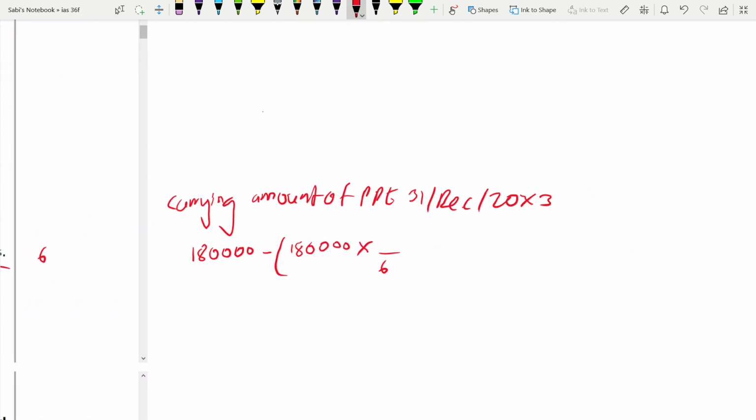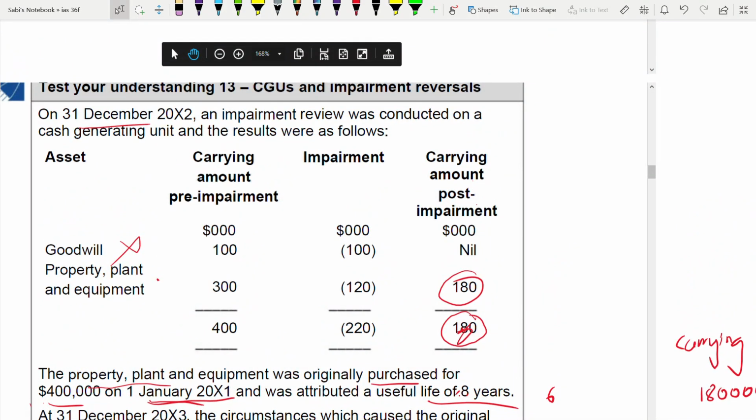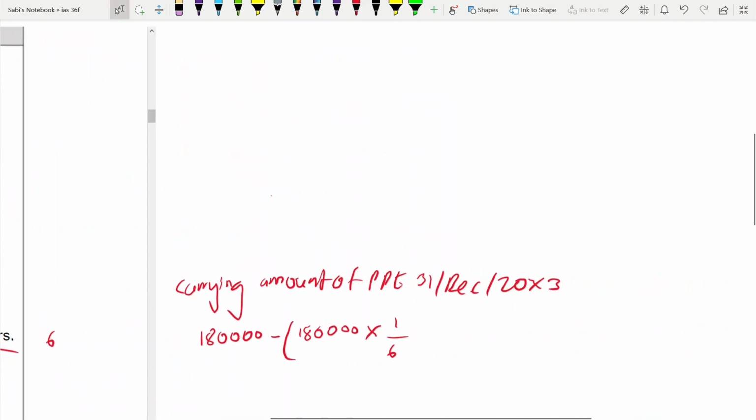Only for 1 year you have to deduct the depreciation. Why? Because this impairment was done on 31st December 2002 and you are finding for 31st December 2003, so the depreciation took place only for 1 year. So it will be equal to 150,000.